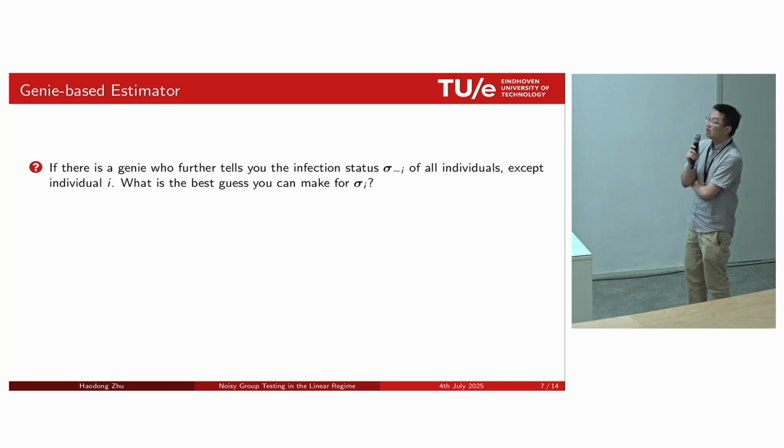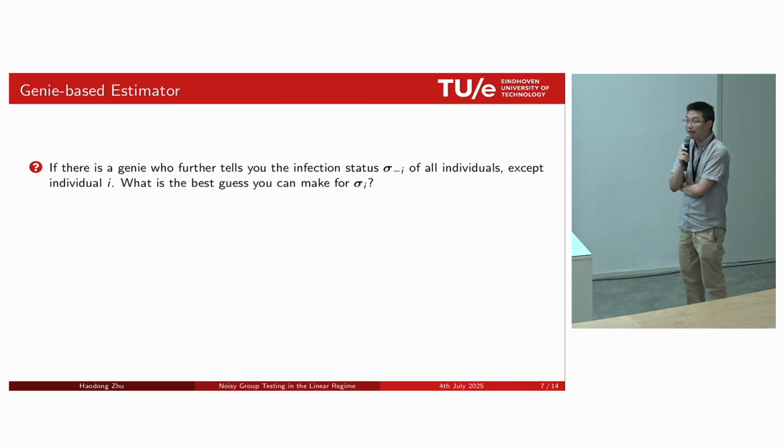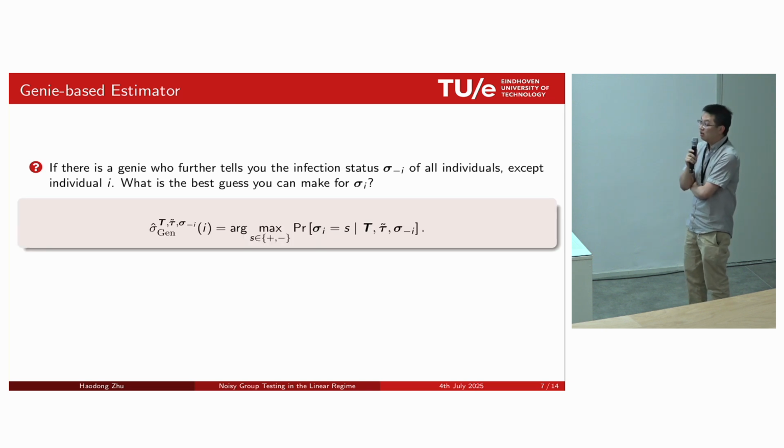So, if there is a genie who tells you the infection status of all individuals except individual I, what is the best guess you can make for individual I? The answer is again similar to the previous MAP estimator. It is the genie-based estimator, whose value equals the one that maximizes the conditional probability on the right-hand side. And we see that in the condition, there is a sigma minus I, which corresponds to the information you obtained from the genie.